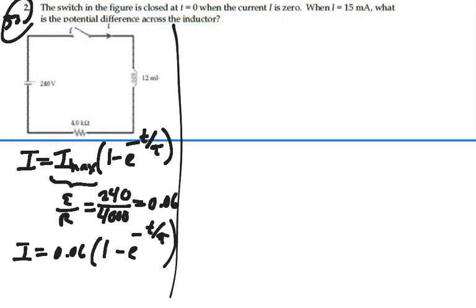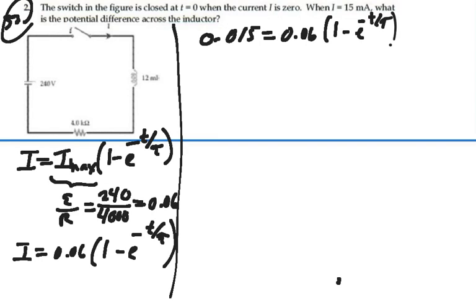Alright, nice to know. Now we're told that when the current is actually equal to 15 milliamps, we want to find the potential difference across the inductor. So at that point, our current would be 15 milliamps, and that would equal 60 milliamps, 1 minus e to the negative t over tau.